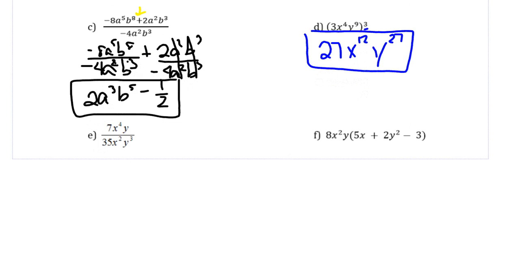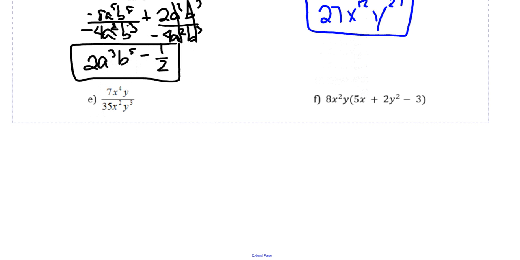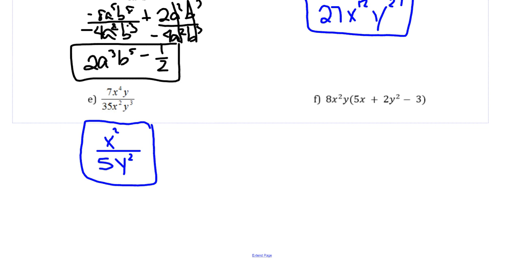Okay, nearly there. Letter E, again, just basic simplifying. 7 over 35 is going to reduce to 1 over 5. X to the fourth over x squared is going to give me x squared, 2 x's in the numerator. And a y over y to the third is going to leave 2 y's, y squared in the denominator. Okay, just quickly subtracting exponents. And the more you do this, the better you'll get.